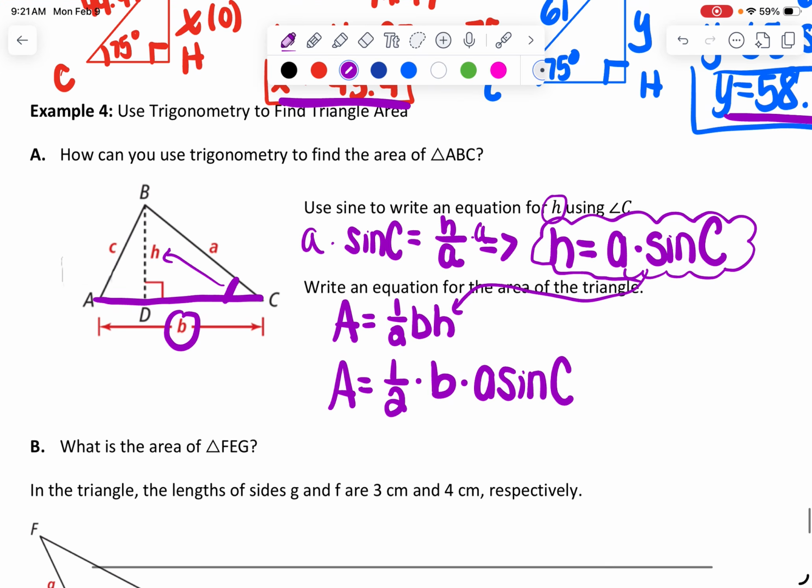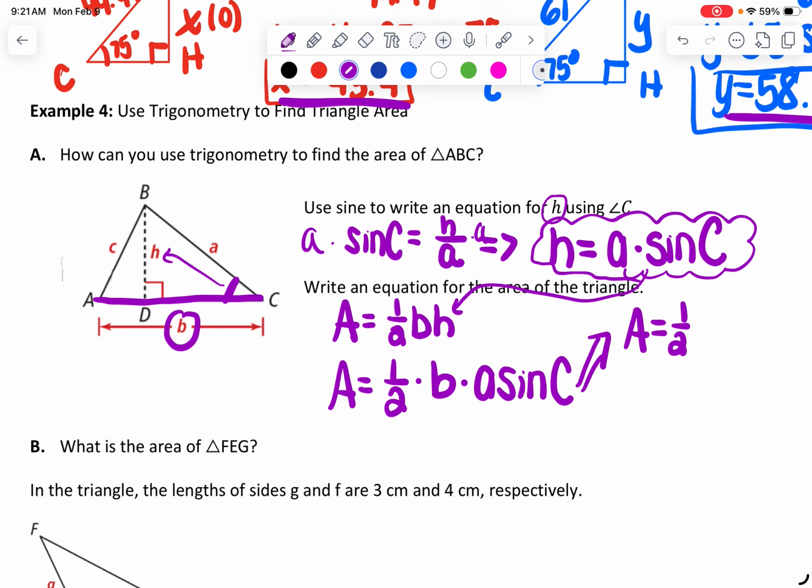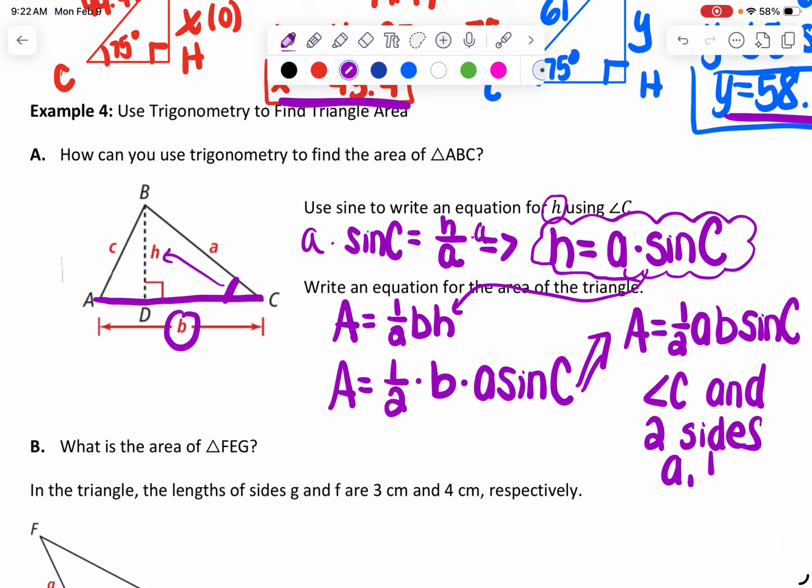And so what the equation looks like is I just rearrange a couple things. This is the formula: Area equals 1/2 A times B times sine of C. So really what you need is to be given angle C and two sides, which are going to be sides A and B. So that's what I'm using. This is a formula you've got to memorize. So there's a lot of formulas.